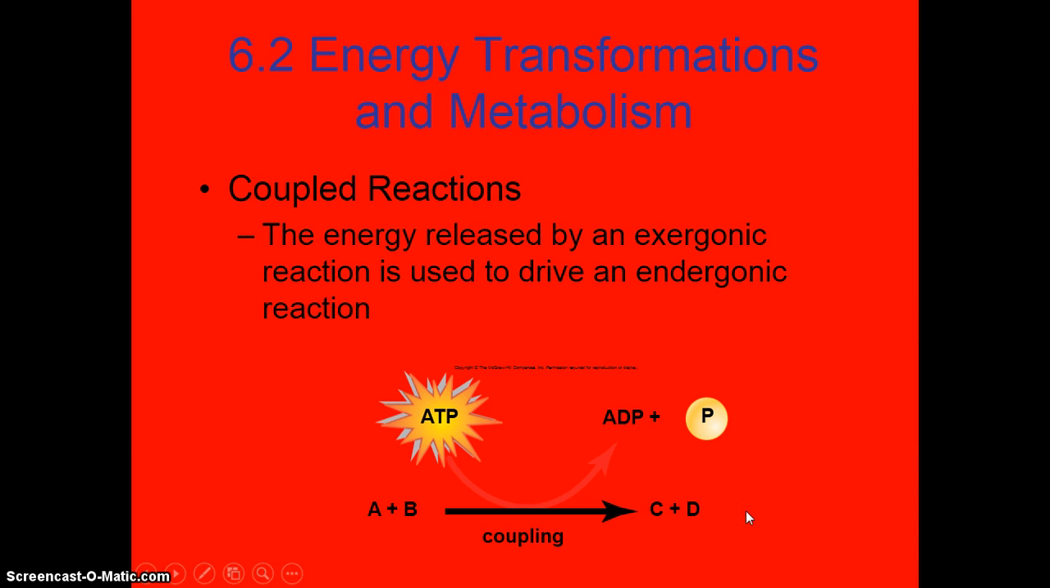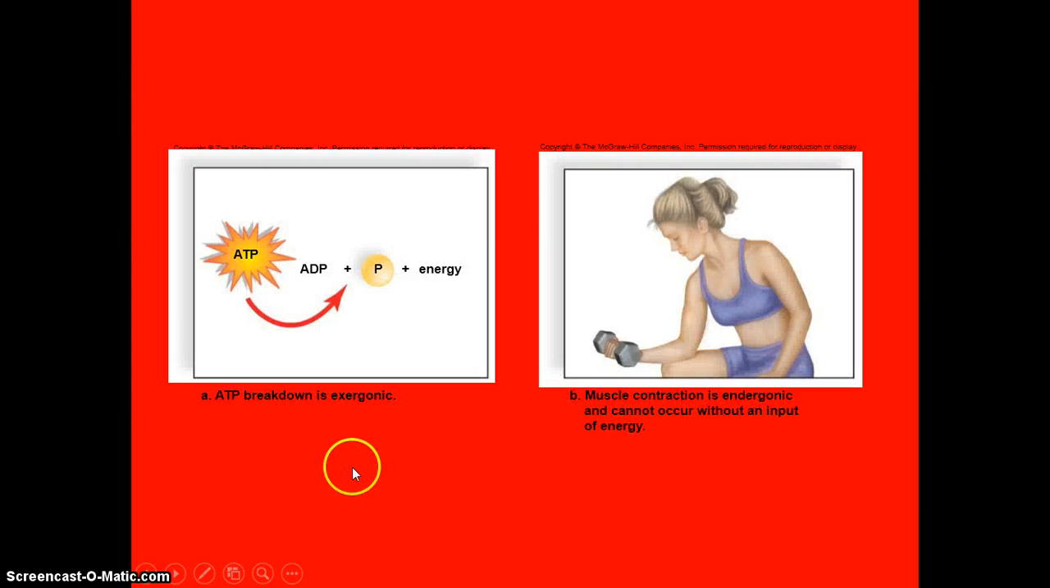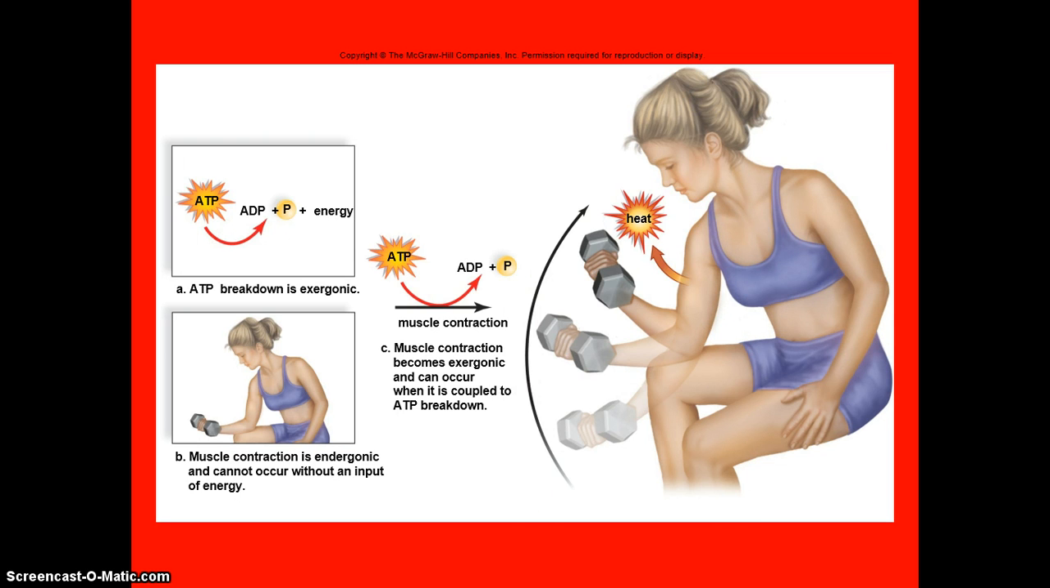Coupled reactions. The energy released by an exergonic reaction is going to be used to drive an endergonic reaction. And we see that here. We have AB, and the coupled reaction is CD, so ATP is going to release energy, and that energy is going to be used to spur the coupled reaction. ATP breakdown is exergonic. Muscle contraction is endergonic and cannot occur without the input of energy. So anything that requires energy is going to be an endergonic reaction.